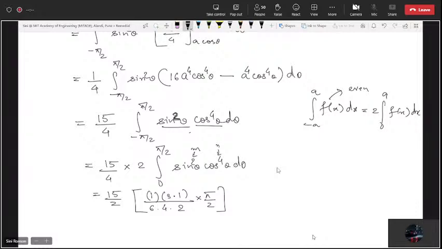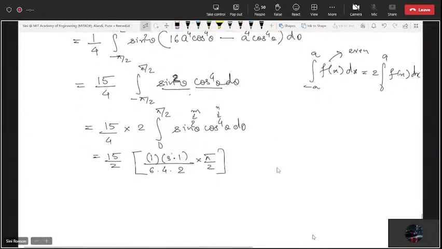We'll simplify this, cancelling whatever gets cancelled. So 3 2s are 6. We have 15 pi upon 2, 8, 16, 32, 64. This is your answer: 15 pi upon 64. Understood or not, students?